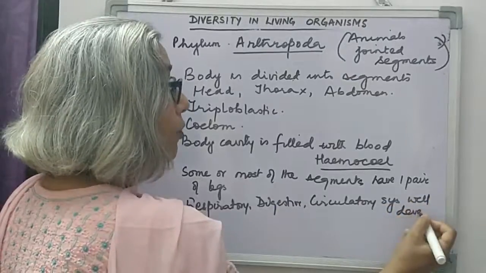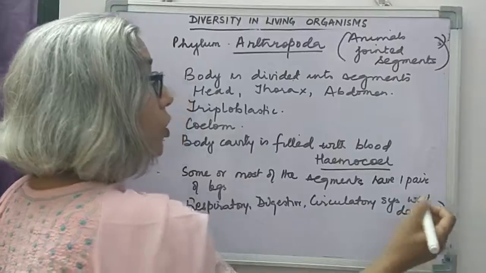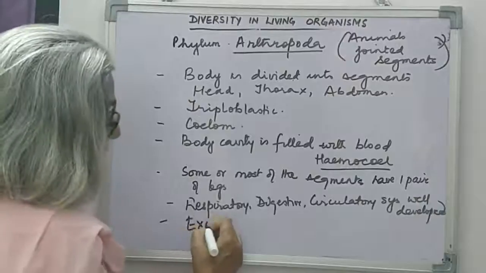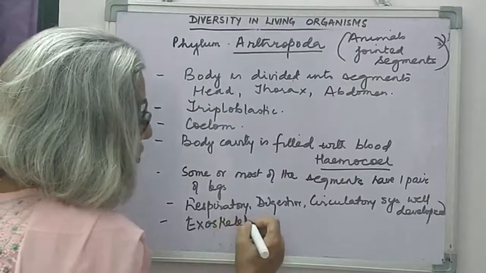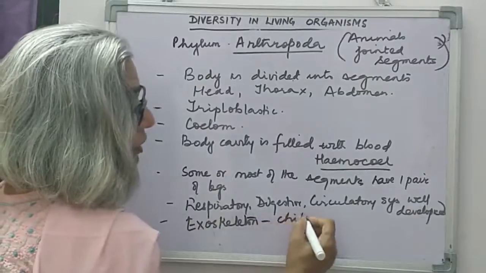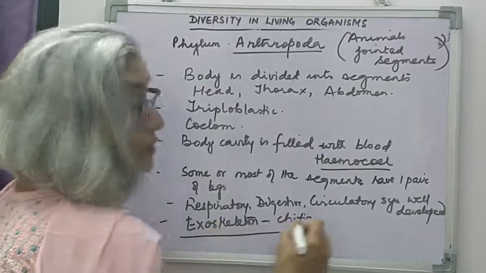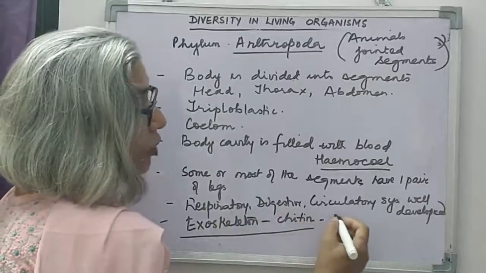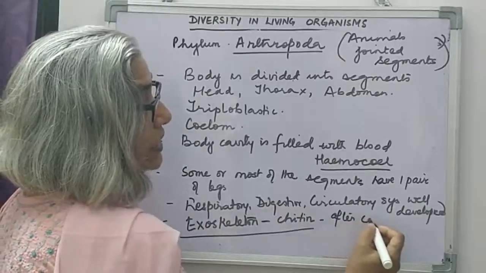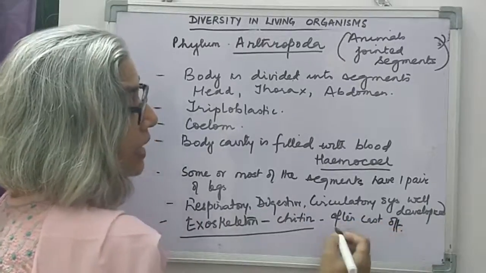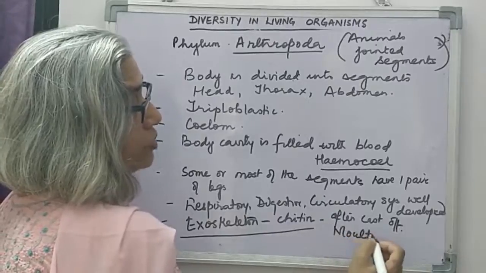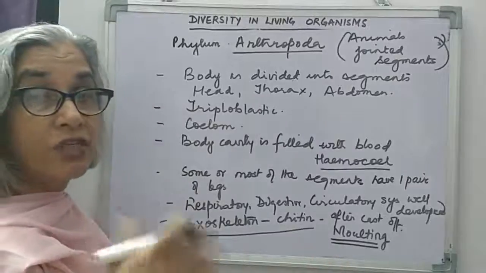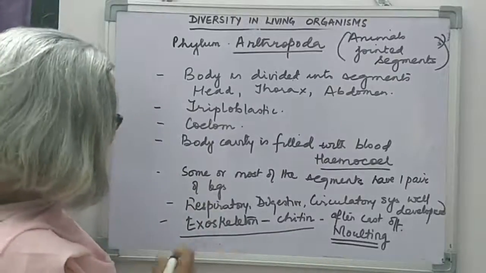A very important characteristic of arthropods is that they have an external skeleton, what we call exoskeleton, made up of chitin. This is a very important characteristic. Often this chitinous exoskeleton is cast off. Casting takes place, and the casting of this exoskeleton is called molting. That is, a new skeleton is formed and the old one is lost.